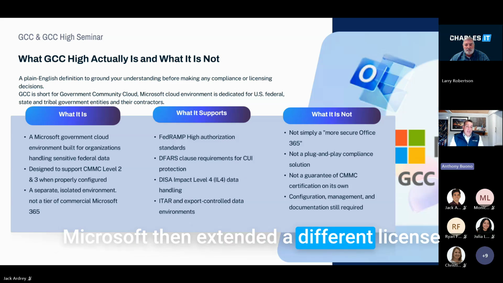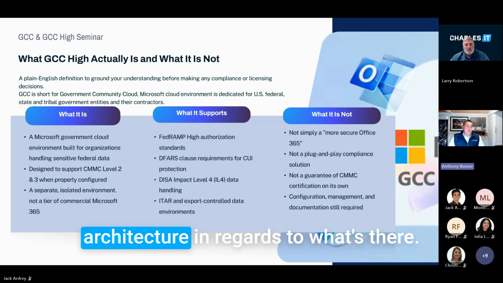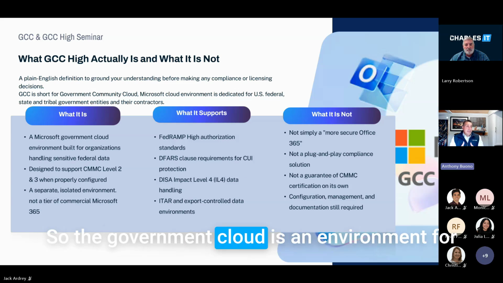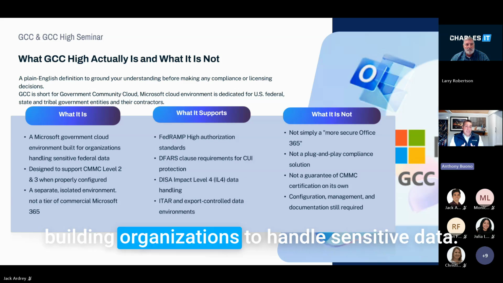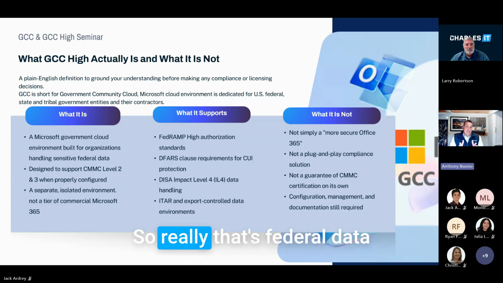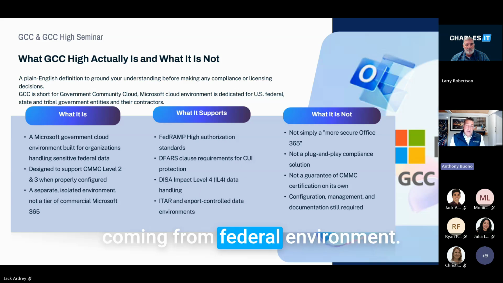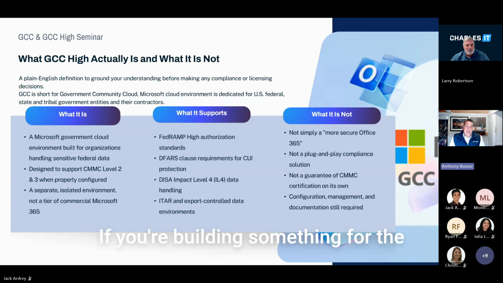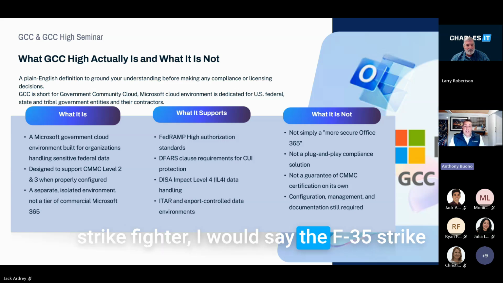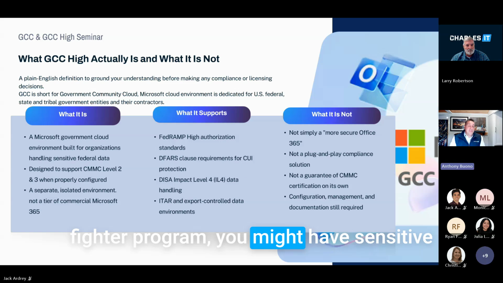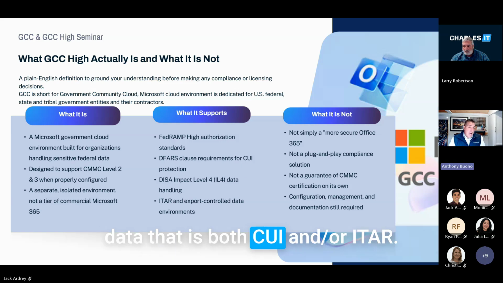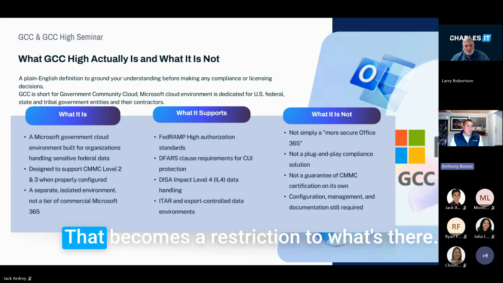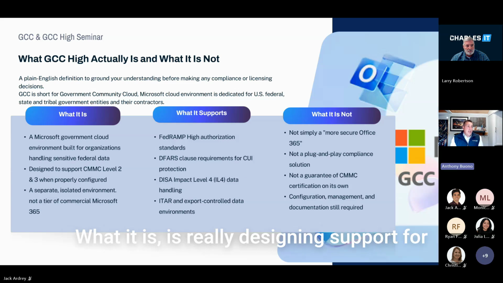Microsoft then extended a different license architecture. So the government cloud is an environment for organizations to handle sensitive data. Really, that's federal data coming from a federal environment. If you're building something for the F-35 strike fighter program, you might have sensitive data that is CUI and/or ITAR. That becomes a restriction. What it is really designing is support for your compliance.